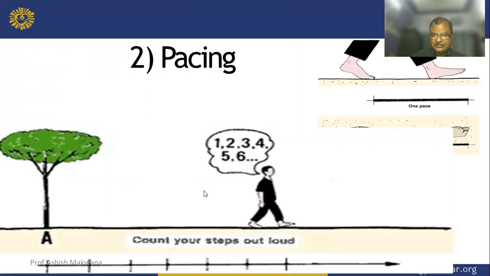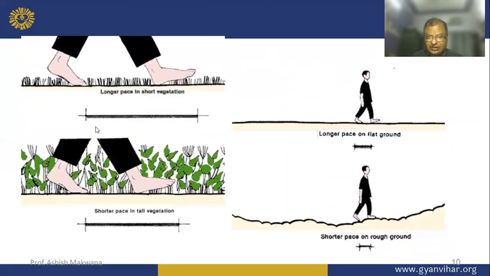This is, my dear boys, pacing: counting the footsteps. You are running and counting 1, 2, 3, 4, 5, 6. Running and counting is the example of that.